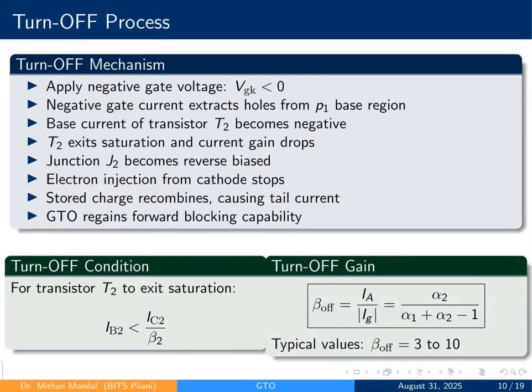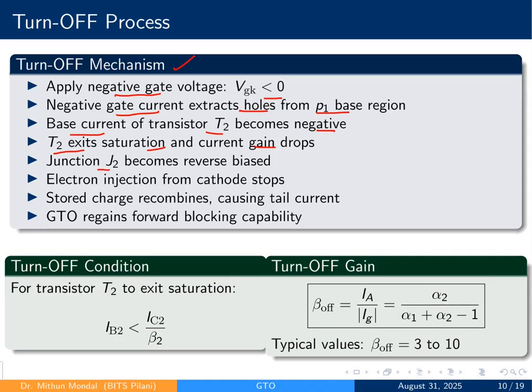When we talk about the turn off mechanism, which is the main advantage of using the GTO, we apply a negative gate voltage, less than 0, and this negative gate current will extract the holes in the P1 base region. The base current of transistor T2 will become negative, due to which the transistor T2 will exit saturation and the current gain will drop.